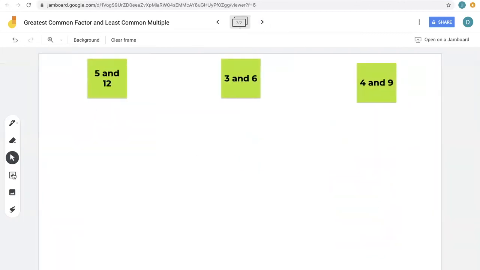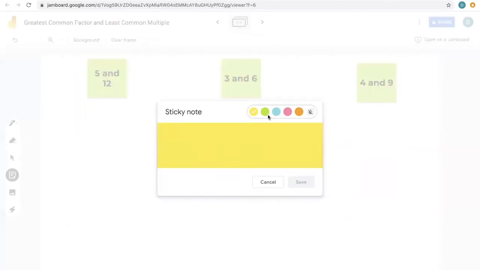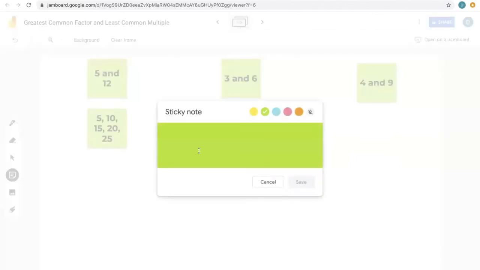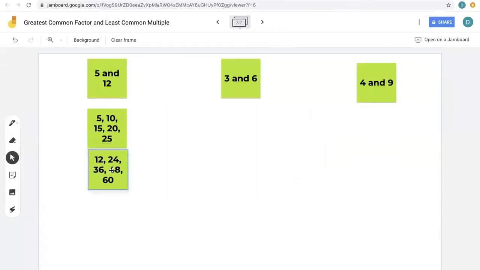Let's check on 5 and 12 here. So we have multiples of 5. We'll start with the first 5 again. 5, 10, 15, 20, 25. Just like that. Fairly straightforward. Let's try some with 12. So we have 12, 24, 36, 48 and 60. And if you needed a calculator for that part, that is totally fine. That's a difficult one to memorize. More difficult than 5, obviously.